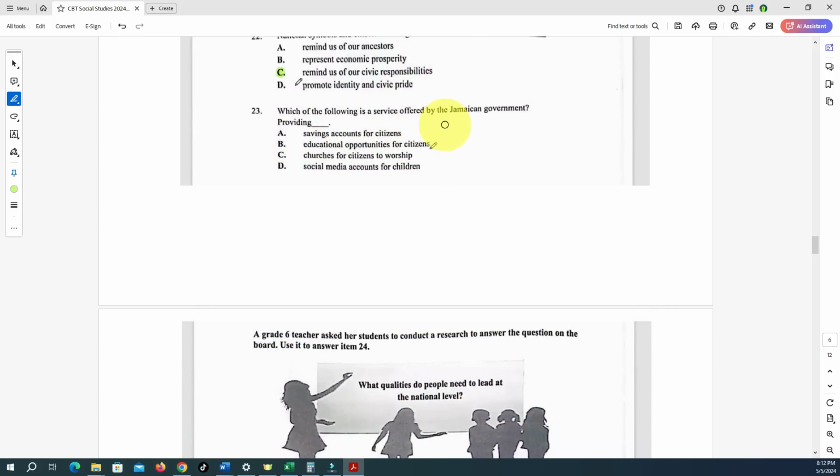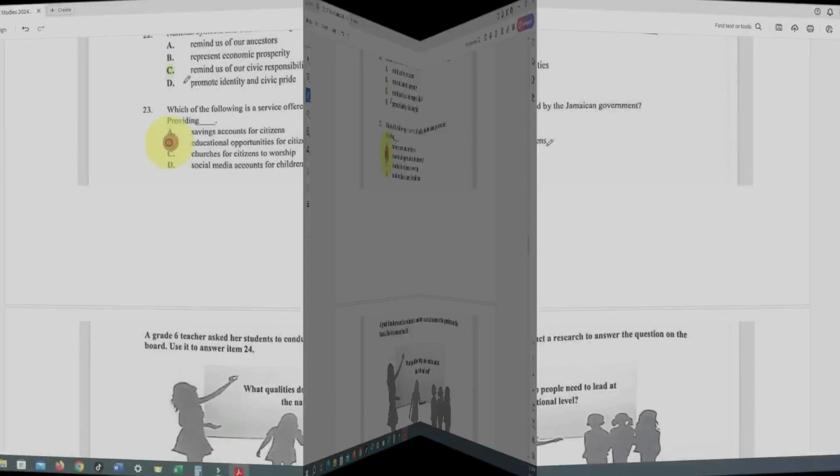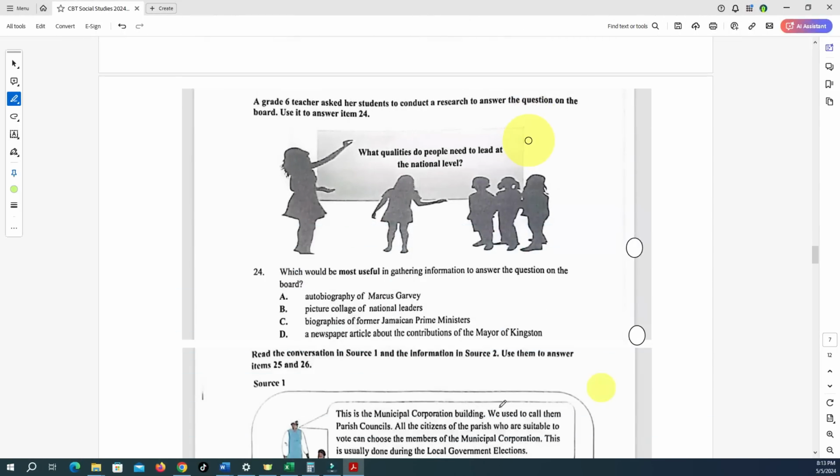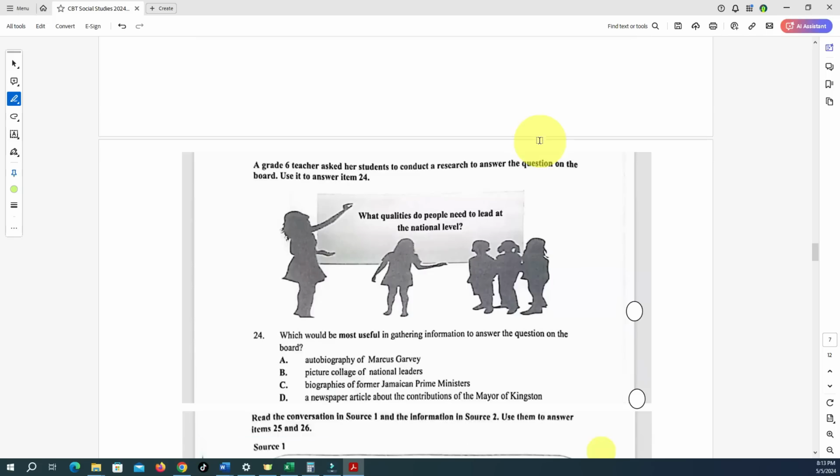Which of the following is a service offered by the Jamaican government? Providing saving accounts for citizens? No, that's a bank. Educational opportunities for citizens? That's it. That would be B. Let's move on. So we're now at 24.